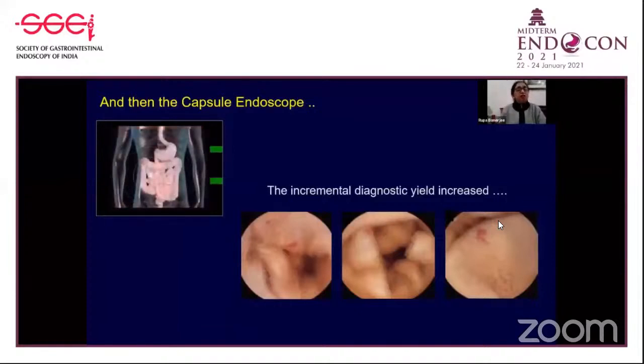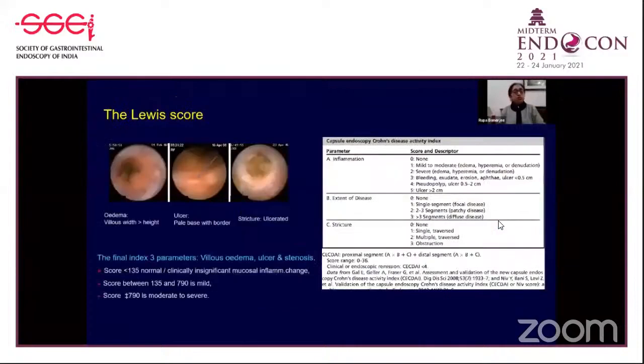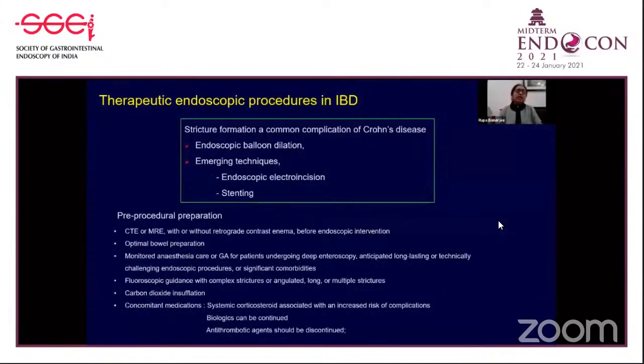Then, of course, the capsule endoscopy. Many patients prefer this if there is no stricture. Of course, for unexplained disease, we do the capsule endoscopy. We have to be careful. If there is a stricture, we cannot do it. The incremental diagnostic yield increased. We identified small ulcers, and many mild cases of Crohn's disease were picked up, but at the same time, non-specific findings also increased, which is significant. So the Lewis score came. Then there was the capsule endoscopy Crohn's disease activity index based on the findings of villous edema, ulcer, stenosis, stricture, and extent of disease. Both are comparable in performance, and either can be used.